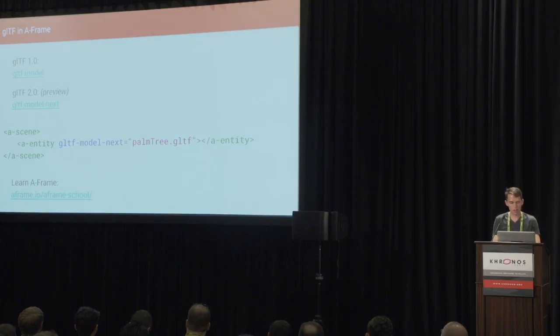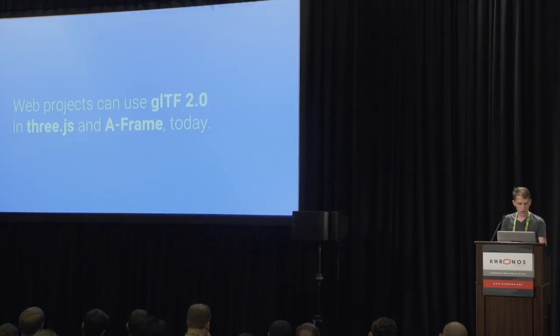The way that works in A-Frame is you can just bring in a scene tag, add an entity to your scene with the glTF model loader attached to it, and then A-Frame takes care of setting up a renderer and setting up a camera. If you have VR hardware attached, it can connect to that and present in VR for you. So this is a really easy way to get started building VR content with glTF as well.